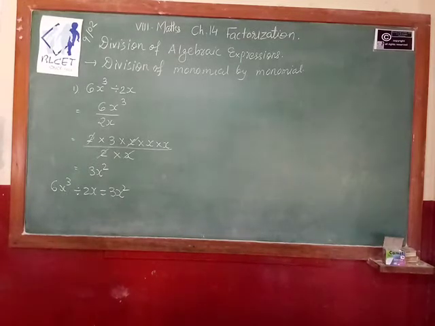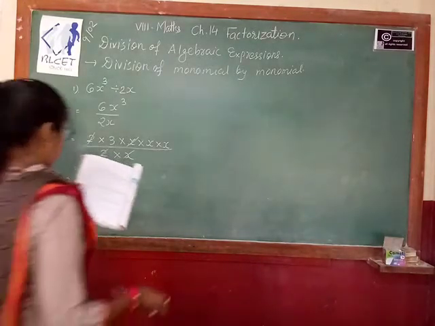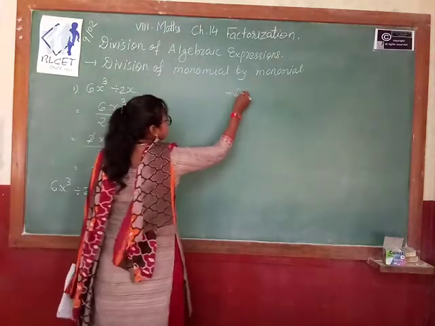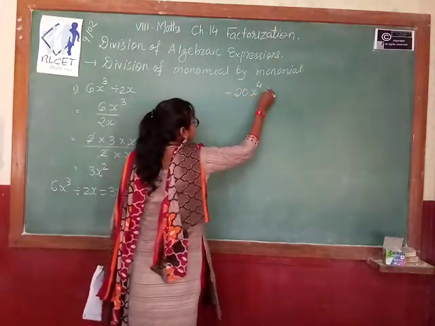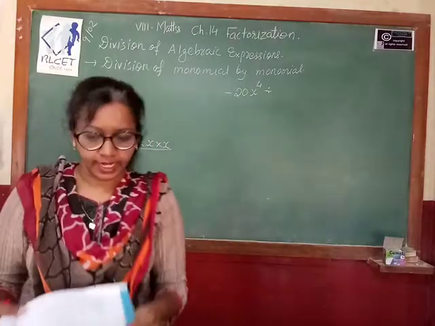Let's see one more example. Minus 20x to the power 4 divided by 10x square.